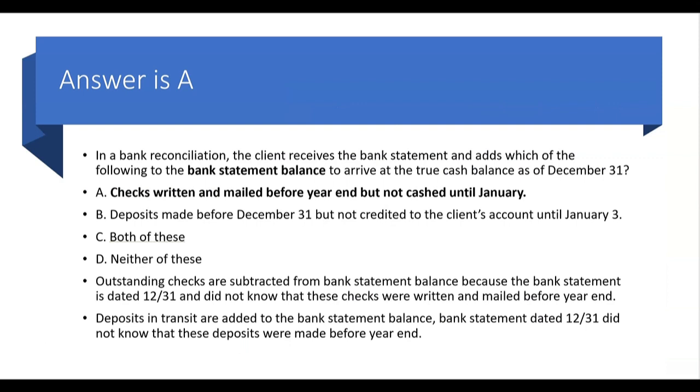So let's go with A, because outstanding checks are subtracted from the bank statement balance. The bank statement's dated 12/31 and did not know that these checks were written and mailed before year end but not cashed until January. Deposits in transit, on the other hand, are added to that bank statement balance, not subtracted, because once again, the bank statement is dated 12/31 and didn't know that these deposits were made before year end.